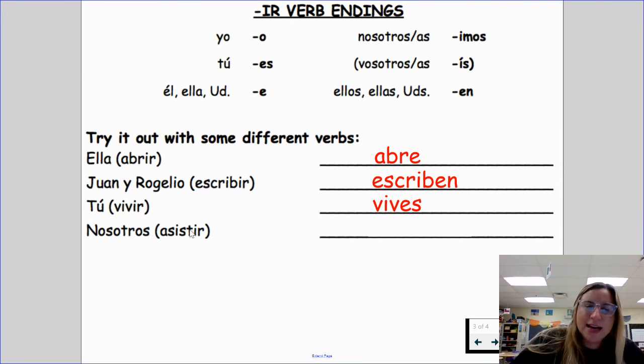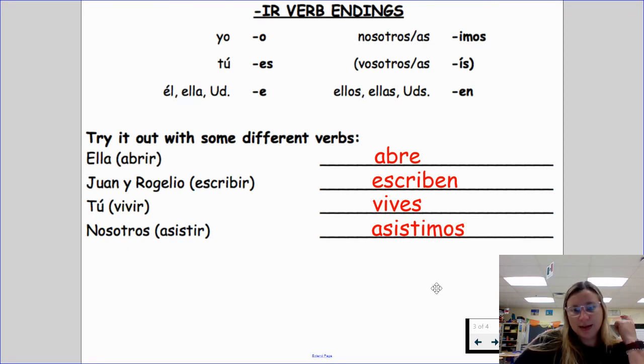All right, last one. Asistir. Asistir means to attend. Like you're going to a basketball game, you attend it. We chop off the IR, so we have asist. And then what ending do I add for nosotros? Asistimos. Muy bien, you should be done filling out your notes by now.